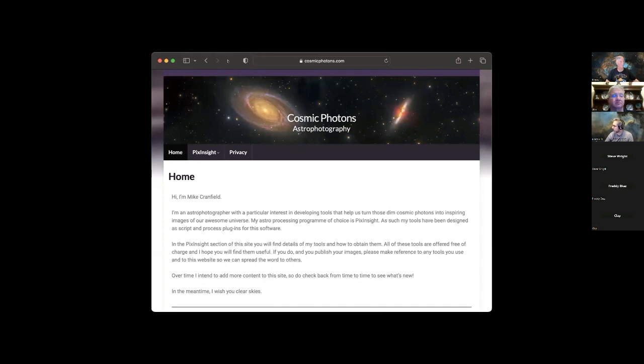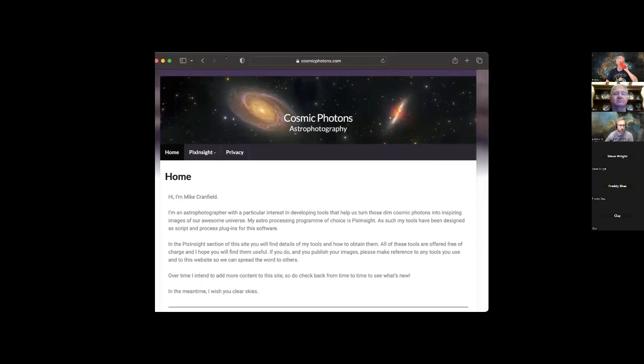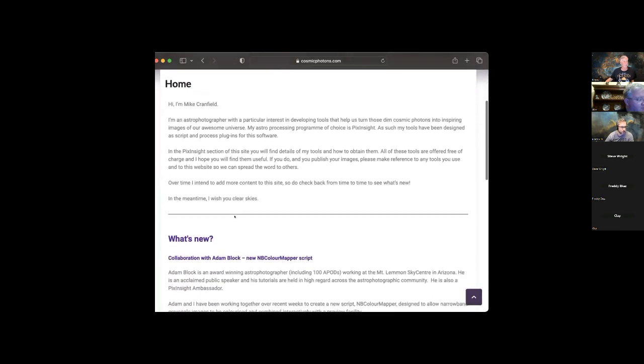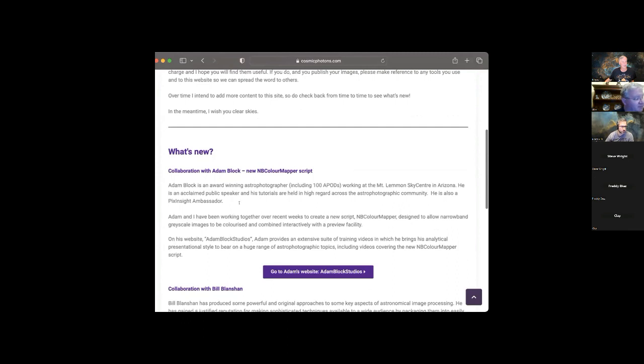So this website here, this is what Devin was a little bit excited about. It's a new process that Mike Cranfield and Adam Block teamed up on. Okay. It's NB Color Mapper. They don't know how to spell color.